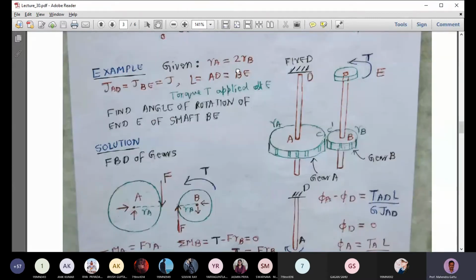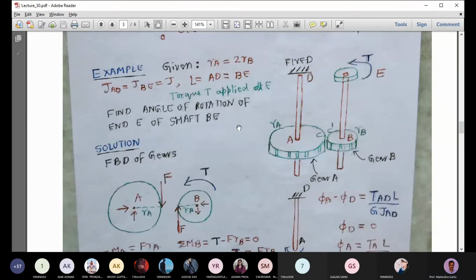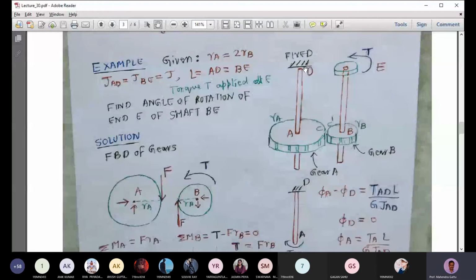So we'll solve another problem which involves interaction between a shaft gear system and another shaft. Okay, so this will involve some displacement compatibility and all. So what is the problem? We have a shaft AD. The shaft AD, the D part is fixed, so it cannot rotate.